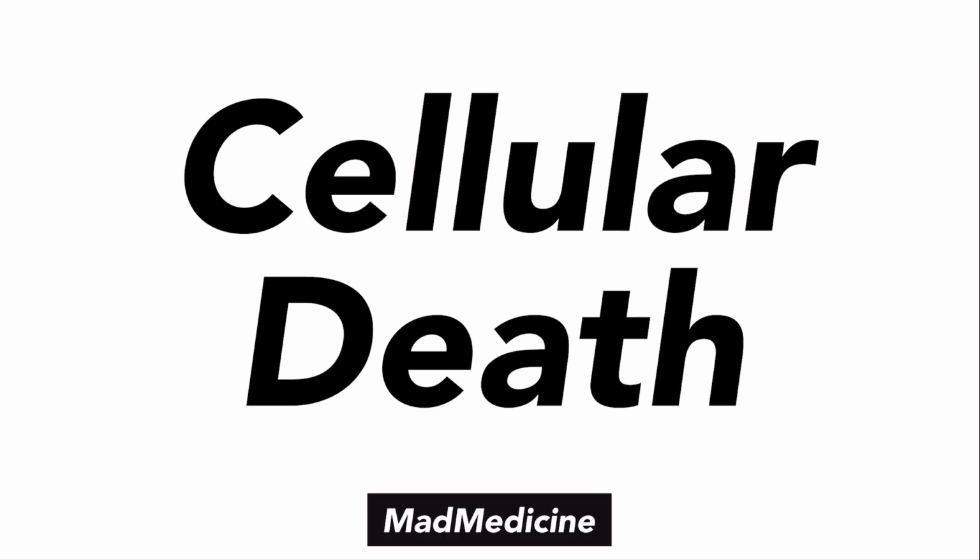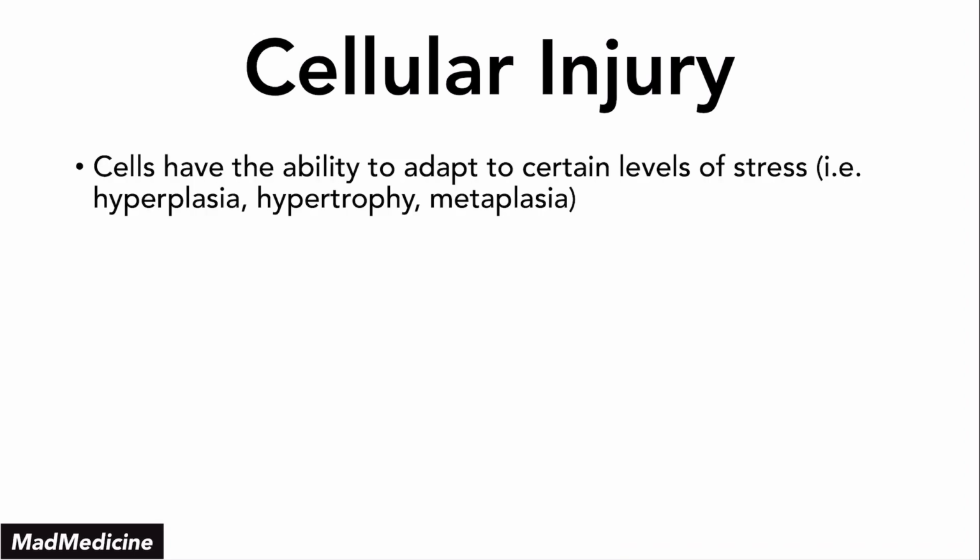So with that being said, let's discuss cellular death by first doing a recap of cell injury. The one thing you need to remember when it comes to cell injury is that our cells have the ability to adapt to a certain level of stress, okay? And they have many different mechanisms that they use to adapt to that stress. Essentially, you can go through hyperplasia, hypertrophy, metaplasia, etc., to be able to handle that stress.